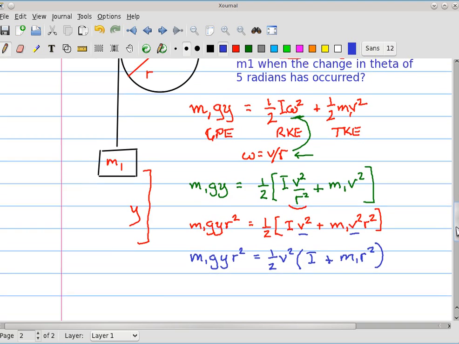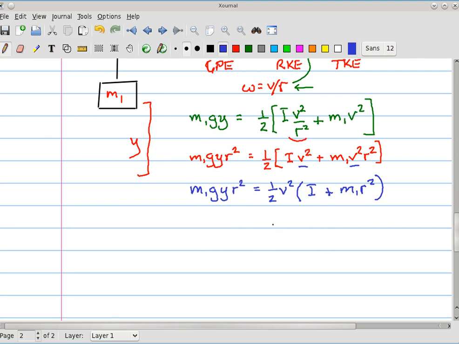This is getting better and better. It's actually very straightforward algebra. So what we're going to do is move this over. We can multiply both sides by 2 and then divide both sides by this. So v squared will now look like 2 m1 g y r squared, and in the denominator we have I plus m1 r squared.